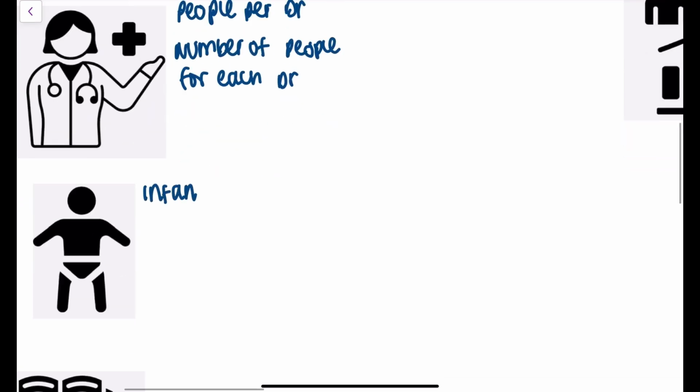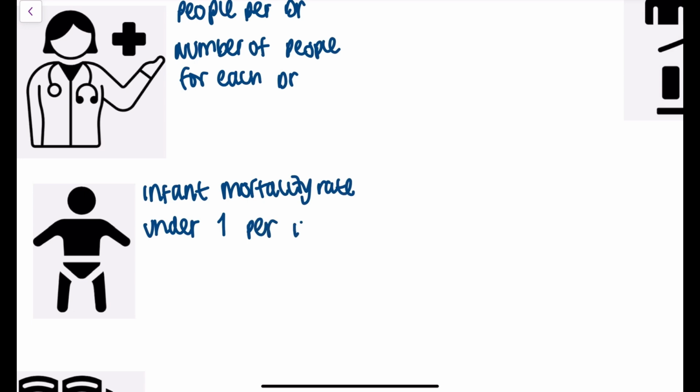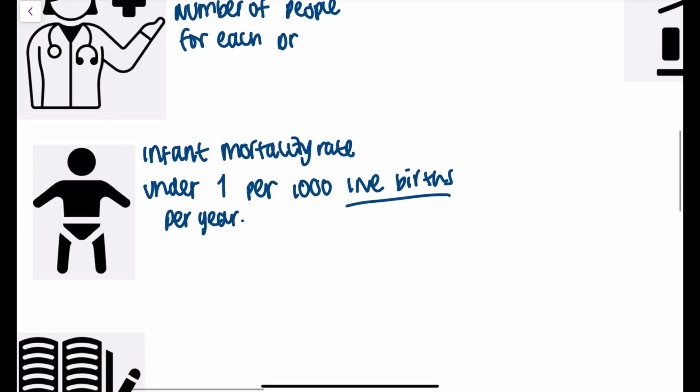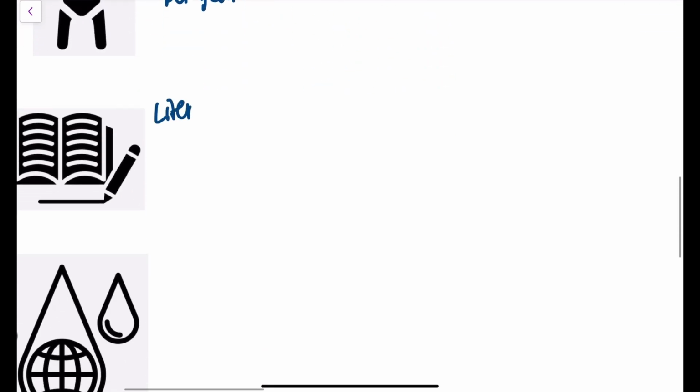We then have infant mortality rate, which is the average number of deaths of children under 1 year of age. Now, there's many different definitions of this, but let's go with under 1 year of age as per the AQA website, which is per thousand live births per year. All right, don't forget the live births part.